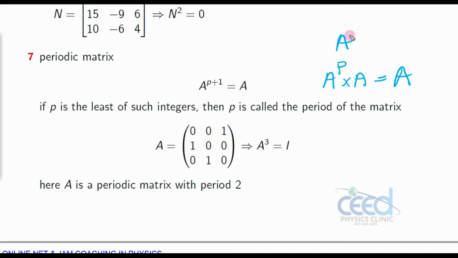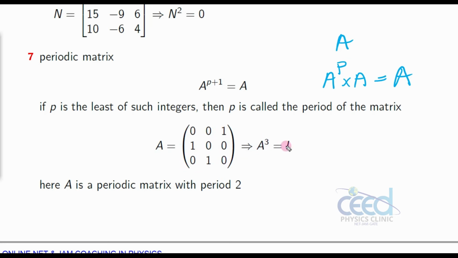Now P is the least value such that this equation will be satisfied: A raised to P plus 1 is equal to A. That P we can call the period of that particular matrix. Suppose you have a matrix like this.